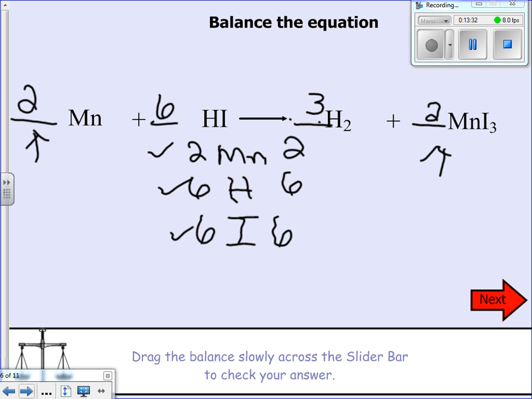These reactions, balancing, just takes practice. So just trial and error. Just try to sit down and work out as many problems as you can.